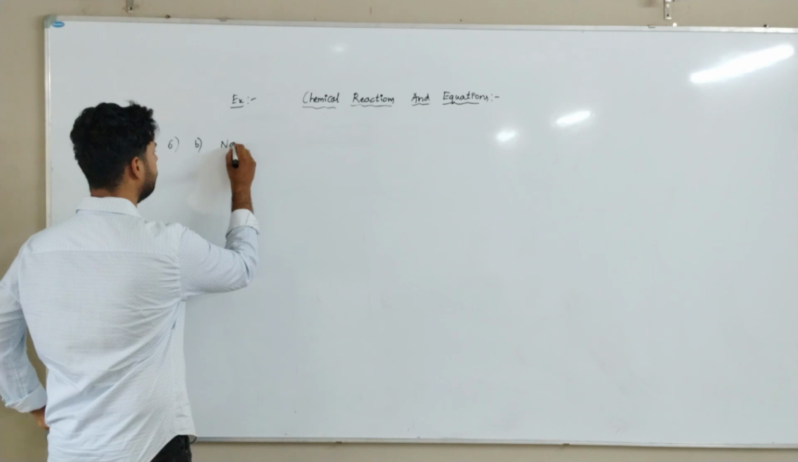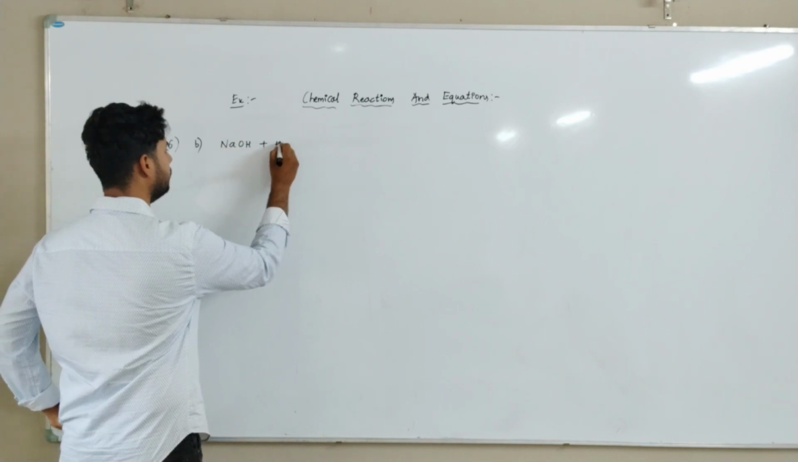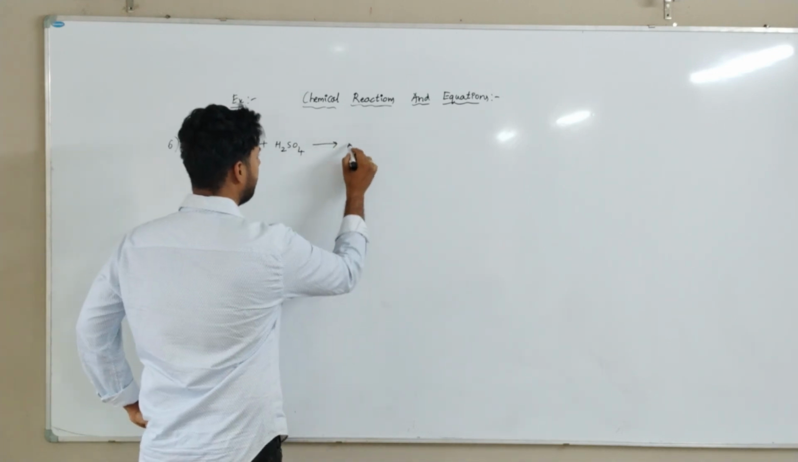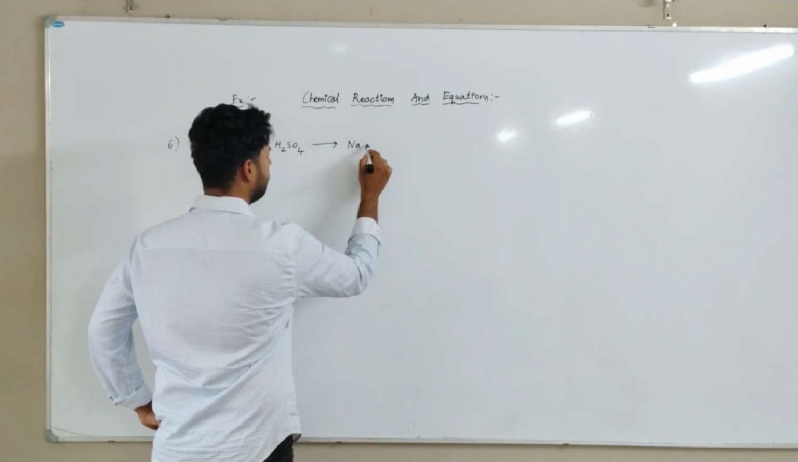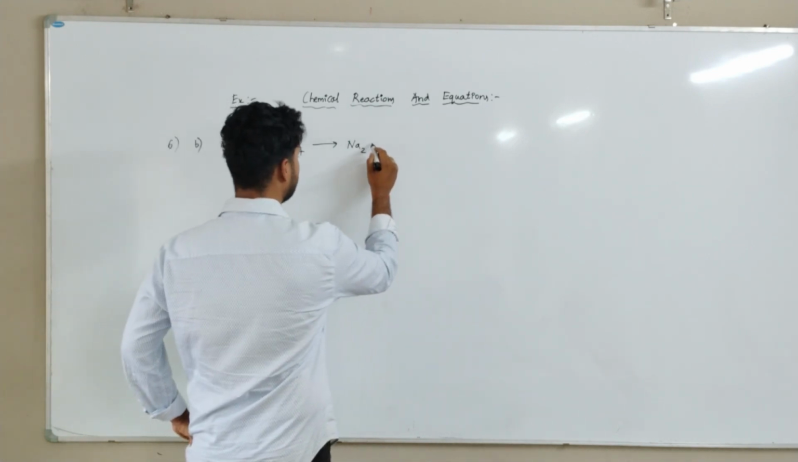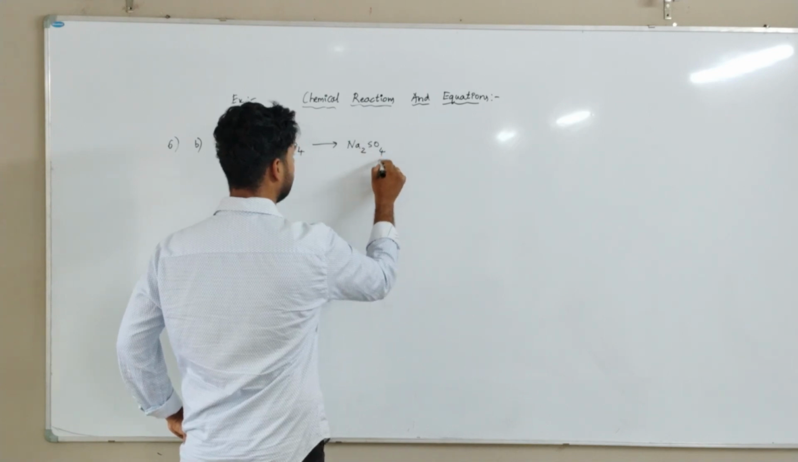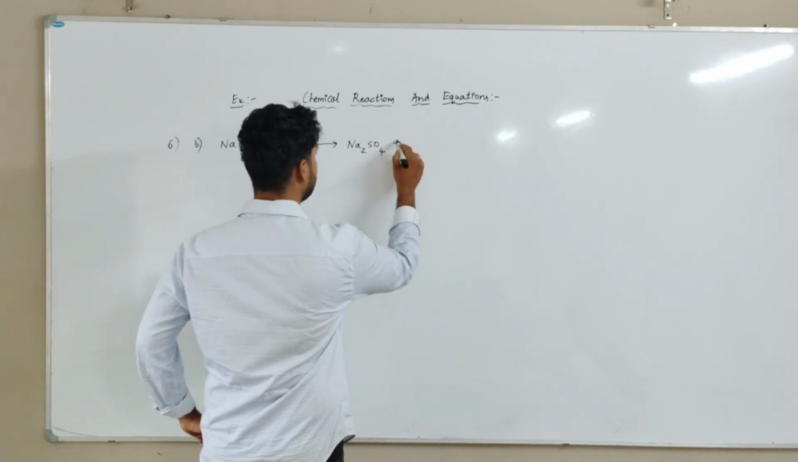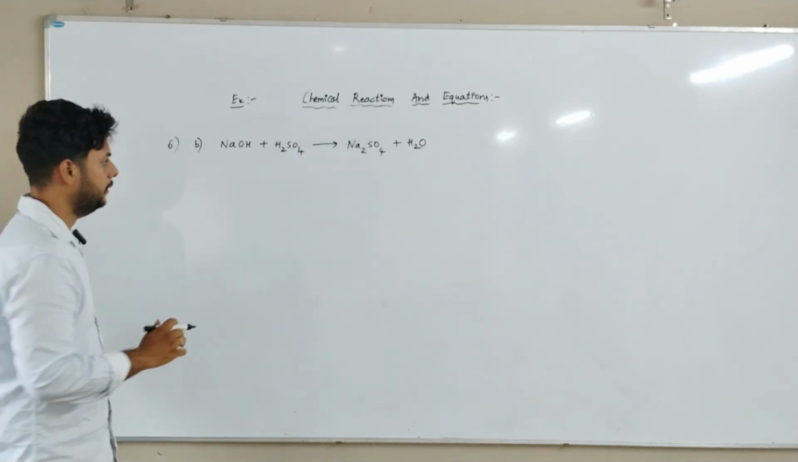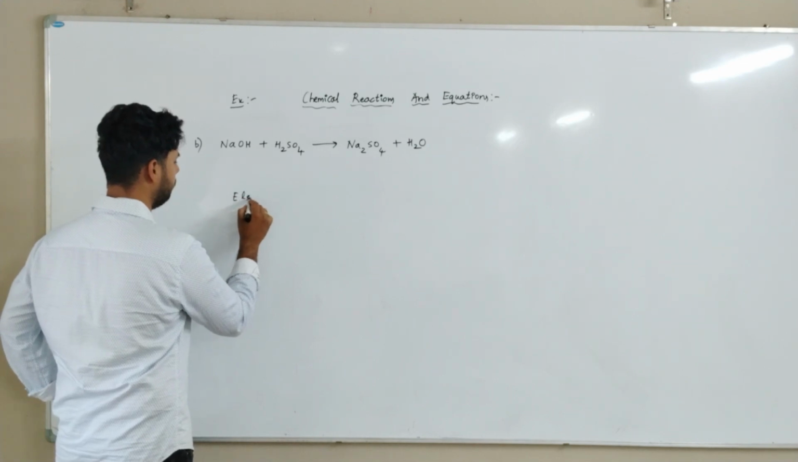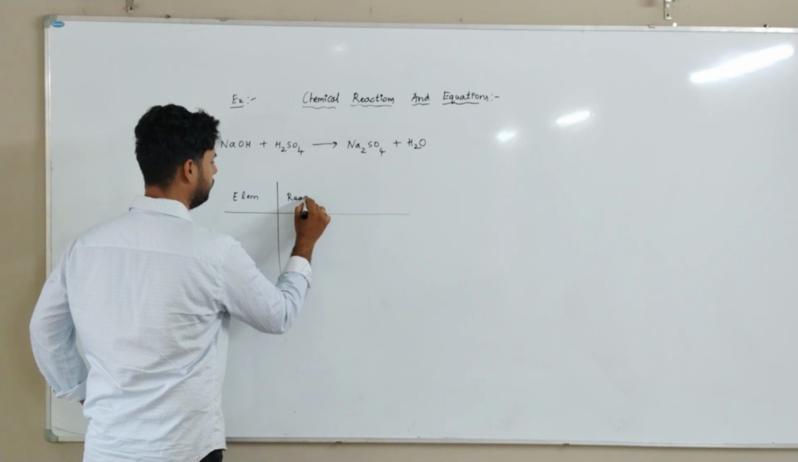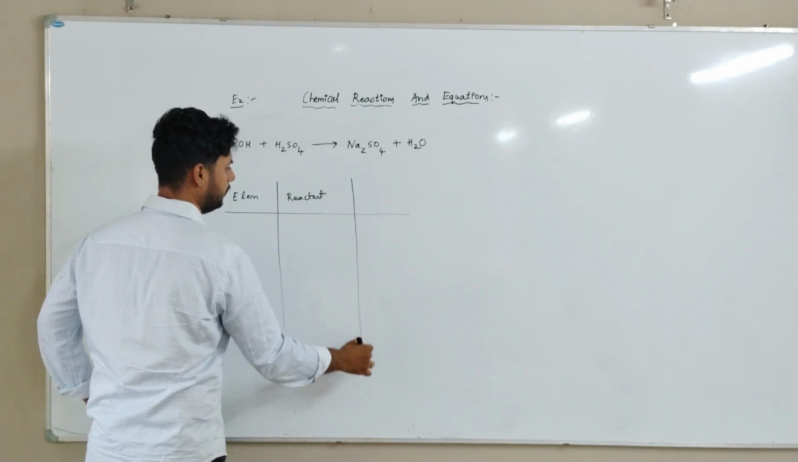NaOH plus H2SO4 gives Na2SO4 plus H2O. Correct? Correct. So once again, elements, reactant, product.